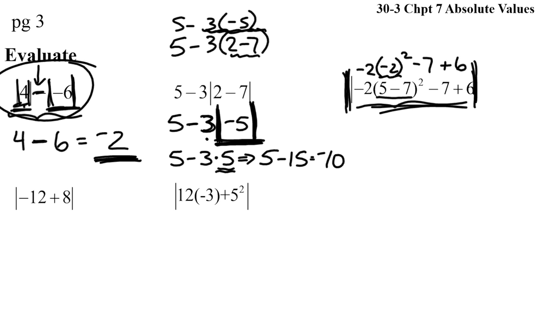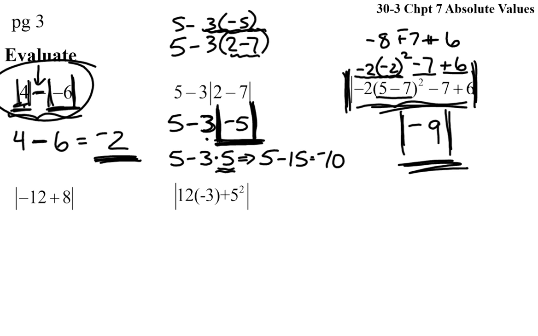So -2 squared is +4. -2 times +4 is -8. Still have subtract 7. Still have plus 6. -8 plus -7 or subtract 7 is -15. -15 plus 6 leaves us with -9. But all of that's inside the absolutes. Now I have absolute of -9. Finish it off. Absolute of any value is the positive form of it.